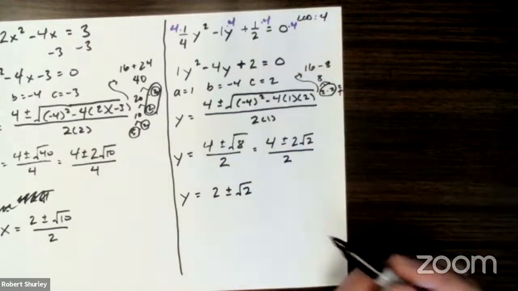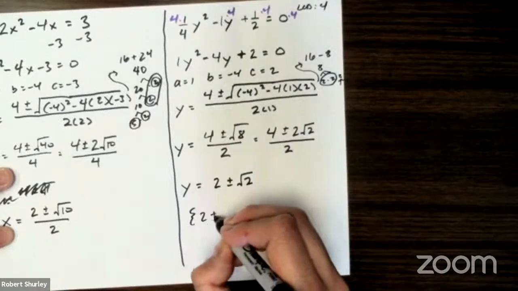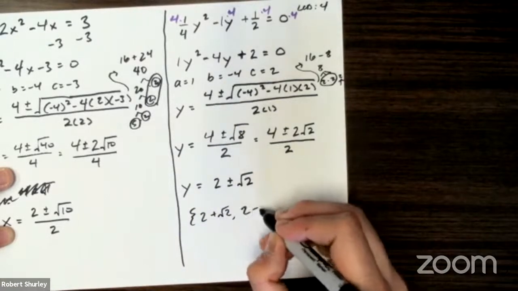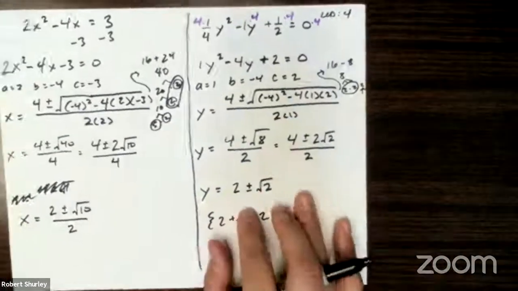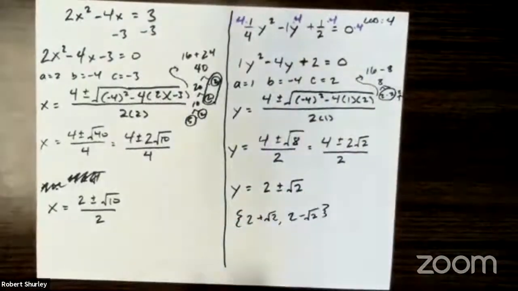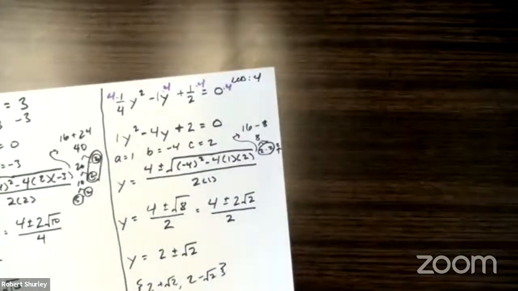Okay, so those are our two answers, 2 plus or minus the square root of 2. Again, you might see it written like this on the test or in the homework, but it's the same exact thing. Great. Okay, let's keep working on different examples. I mean, there's a lot of different ways these can kind of turn out.